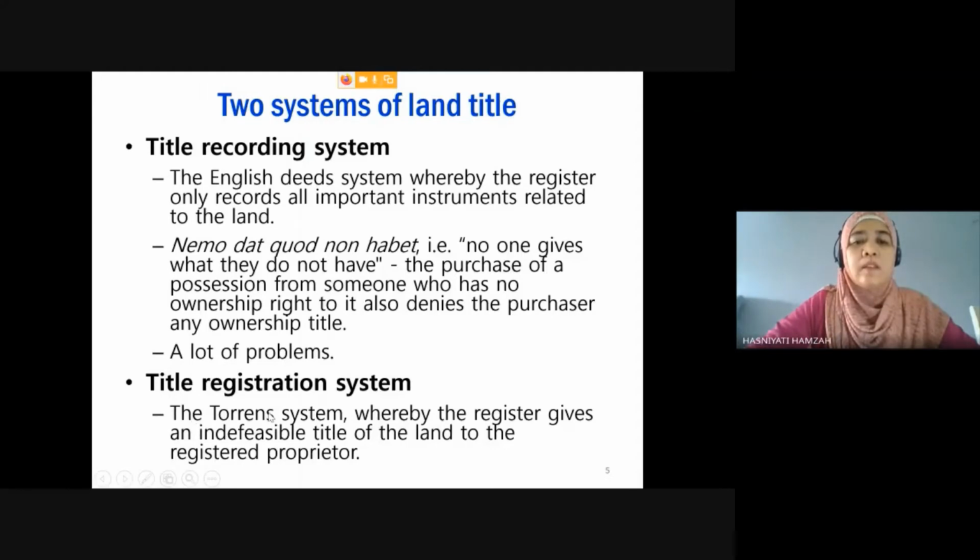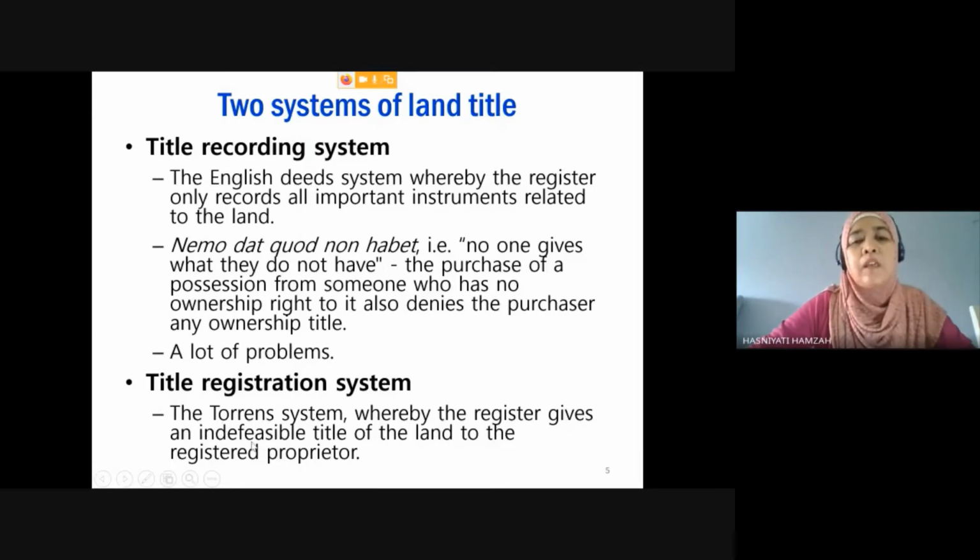So what is the Torrens system? It is whereby the register gives an indefeasible title of the land to the registered proprietor. Indefeasible title means you cannot challenge the title of the land of the registered proprietor. Once the name of the proprietor is properly registered in the title, then he holds the title to the land. You cannot challenge his title, you cannot defeat his title in any court. So that's why it is indefeasible. So the root word here is defeat.